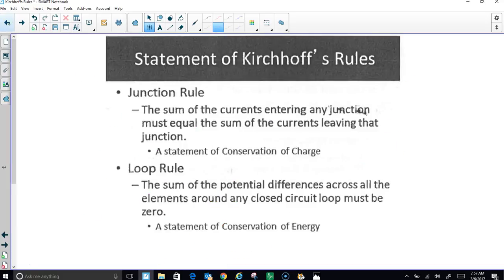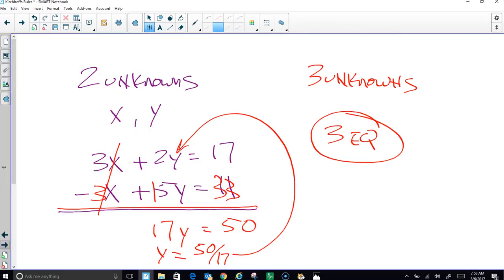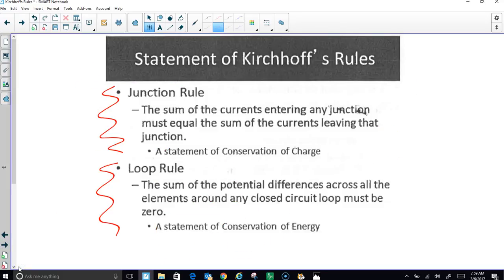So, the rules. 2 forms, 2 rules. One's called the junction rule, that one's called the loop rule. We're going to look at each one thoroughly, and how we can use them to create an equation. It's just a quick summary of them. Let's start off with the loop rule, because it's the easier of the 2, I think. So we've already really looked at the junction rule.